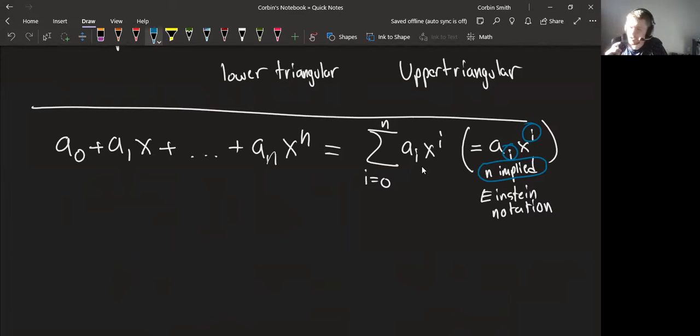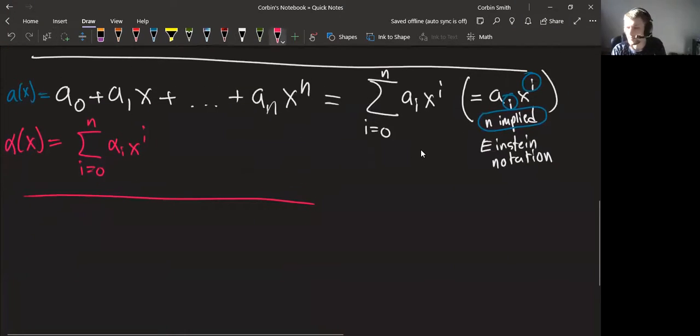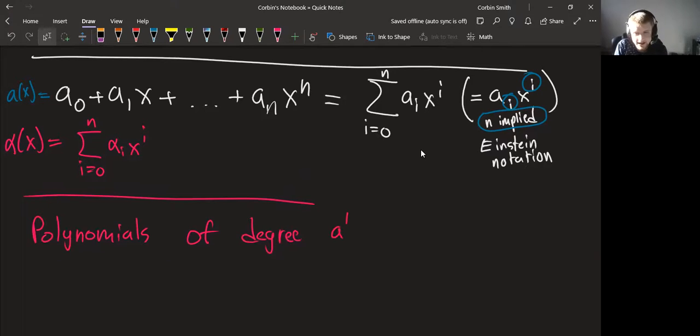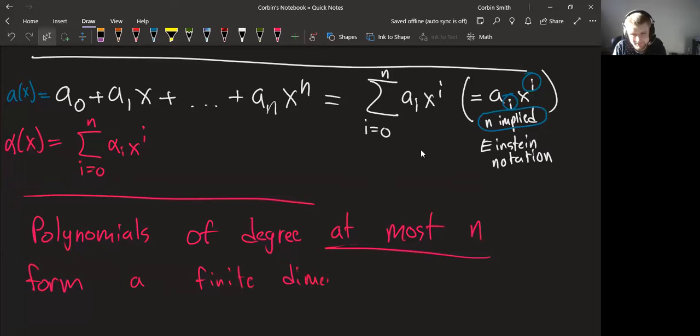Okay, so I want you to notice something. If we call this a of x, and let's say we call alpha of x equal to alpha 0 plus, here, I'll just write it using the sum from i equals 0 to n of alpha_i x^i, then what we can conclude from this is that polynomials of degree at most n, that's kind of important, at most n, form a finite dimensional vector space. What does that mean?